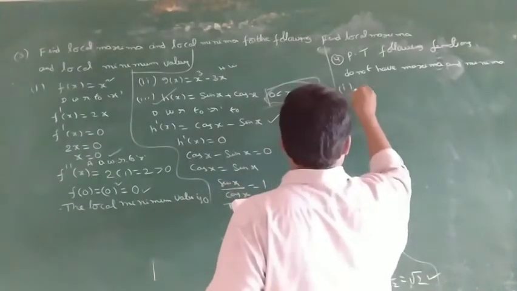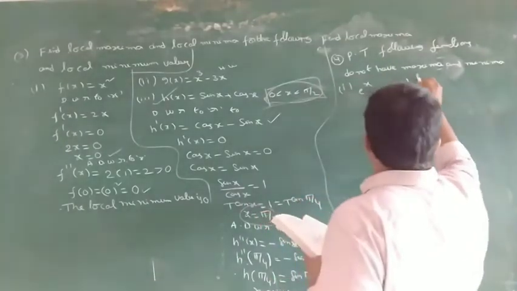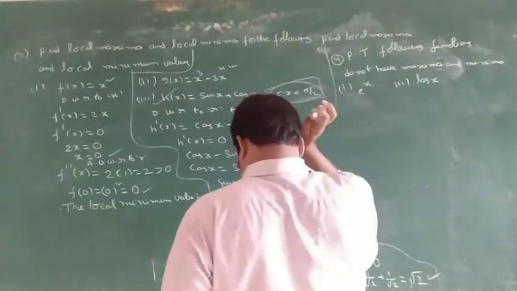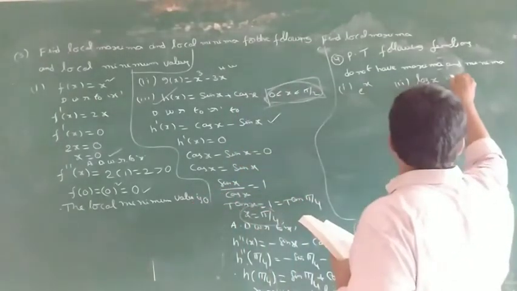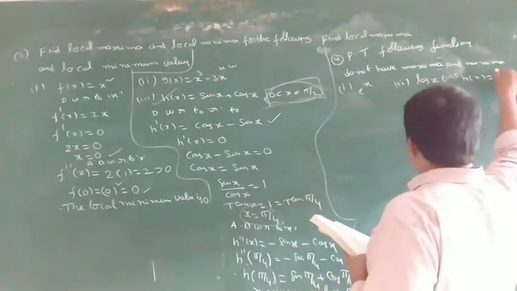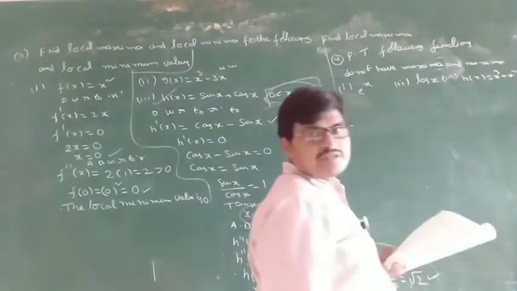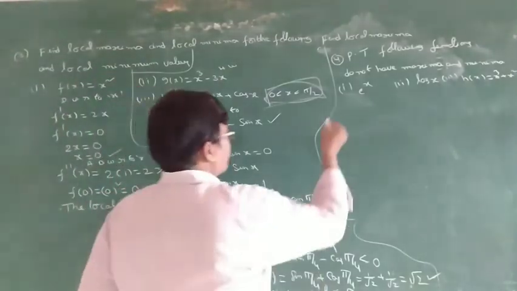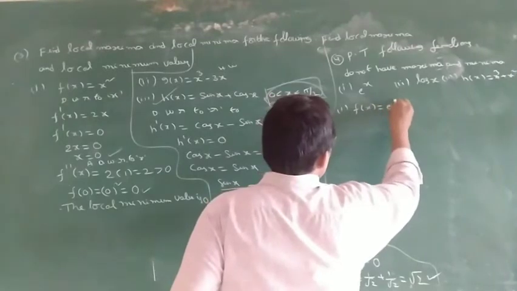What is the first one? E power x. The second one, log x. The third one, h of x is equal to x cube plus x square plus x plus 1. So the first problem is f of x is equal to e power x.